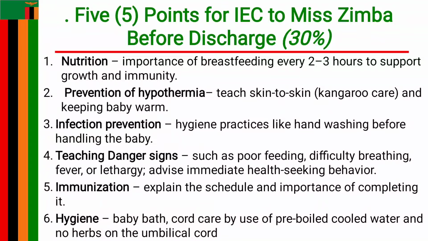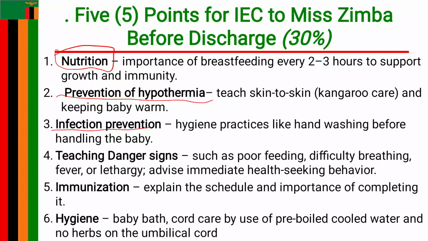The last question said, you explain 5 points you can give to Miss Zimba before discharge. One of the IEC points you can give to the mother is nutrition. You advise her the importance of breastfeeding the baby every 2 to 3 hours to support growth and immunity. You can give advice to the mother on prevention of hypothermia, where you teach the mother on skin to skin care, which is also known as kangaroo care, and the importance of keeping the baby warm.